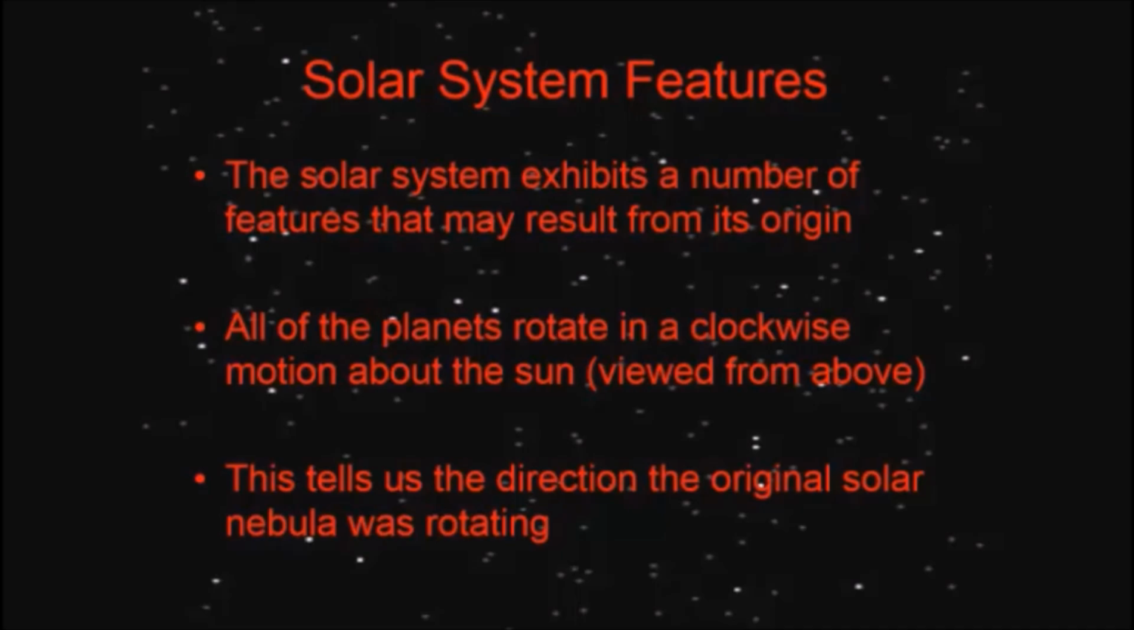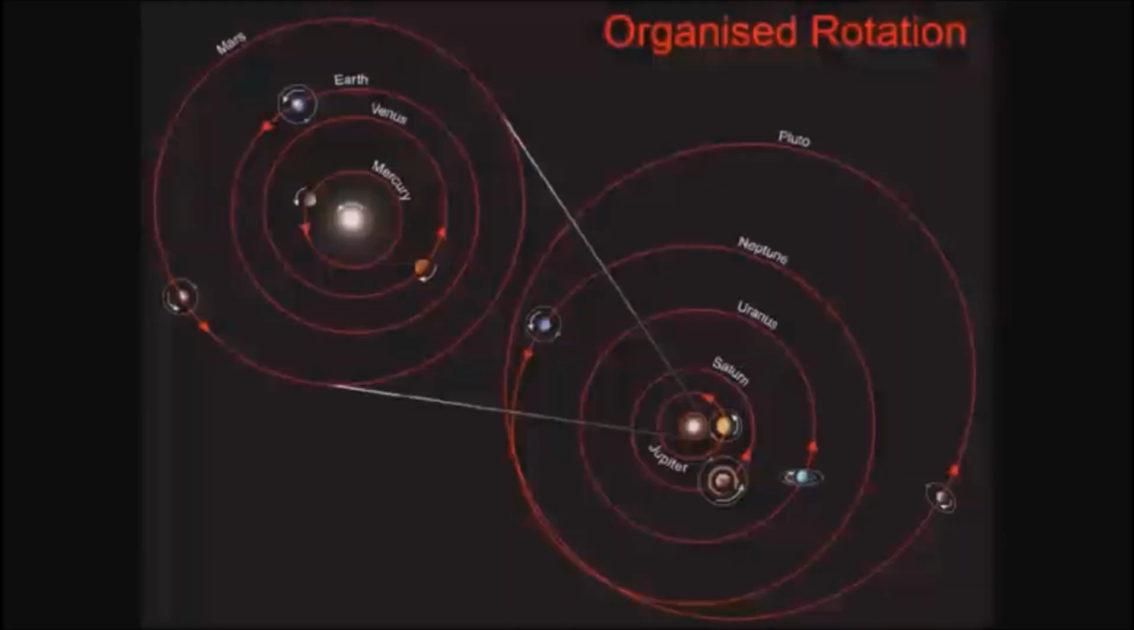I'll show you a figure in a moment, all of the planets would rotate in the same direction around the Sun. So if you view it from above, they'd all go in the clockwise direction. Now, due to things like the conservation of angular momentum that we've already discussed, this means that the original solar nebula from which our entire solar system formed was rotating in a clockwise direction when viewed from above. So this is the kind of thing we're talking about.